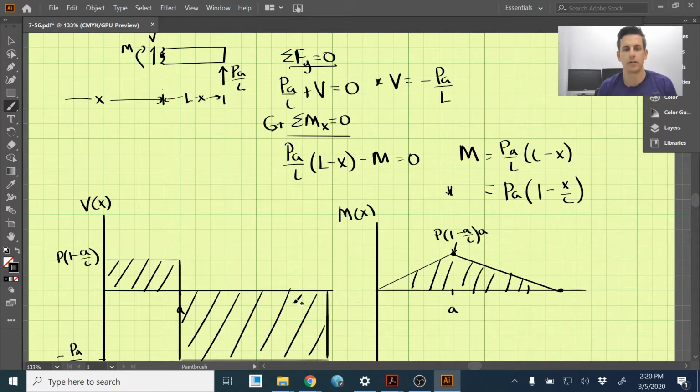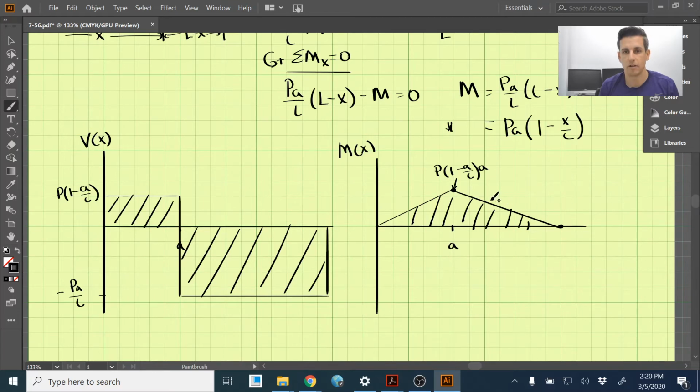And we can take a look again. This value from 0 to A actually represents our slope on the moment diagram. So the slope of this is P times 1 minus A over L. And likewise, the slope on this side is equal to this value over here. All right, and that is problem 745.